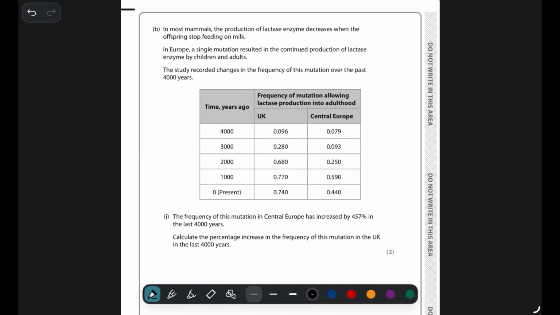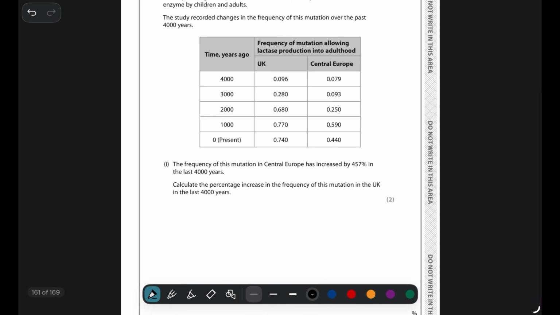Okay, so they said in most mammals, the production of lactase enzyme decreases when the offspring stop feeding on milk. In Europe, a single mutation results in the continued production of lactase by children and adults. Okay, and they've given us a table of the mutation's frequency over 4,000 years. So they're talking about the percentage increase in Central Europe, and they want us to do the same for UK.